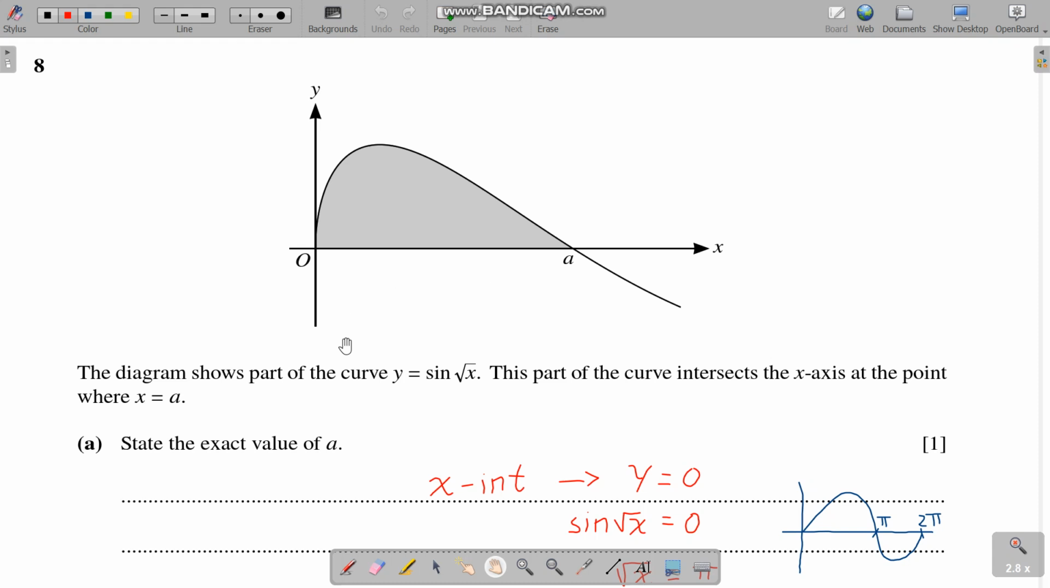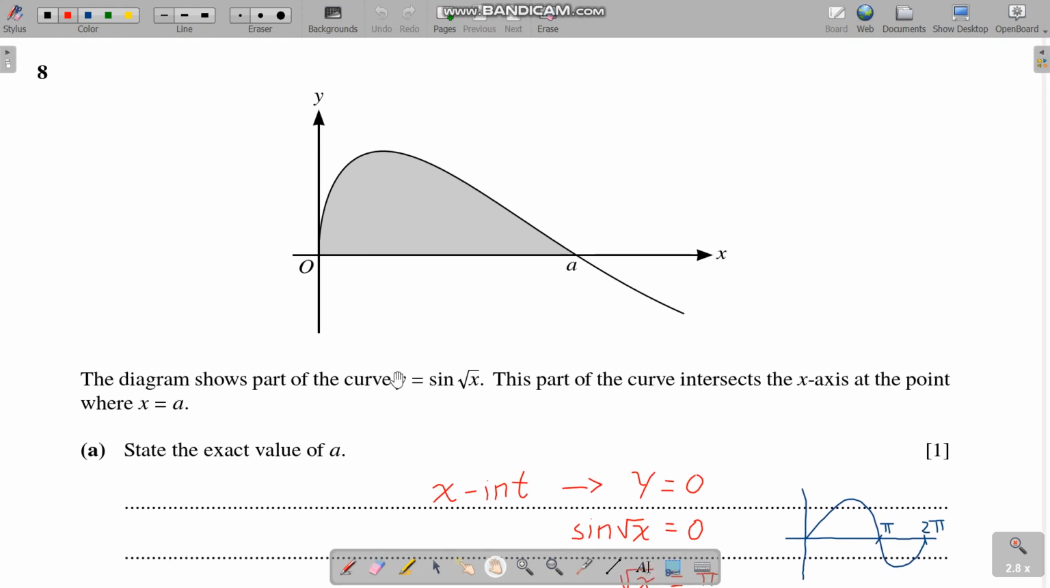About integration. The diagram shows part of the curve y equals sine root x. This part of the curve intersects the x-axis at the point where x equals a. State the exact value of a.